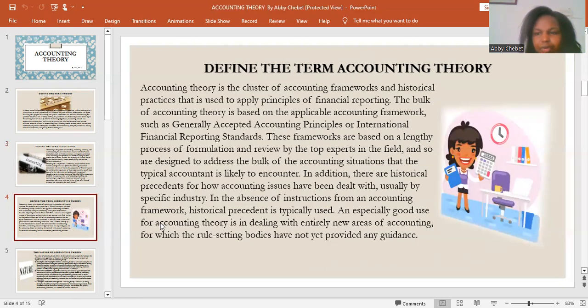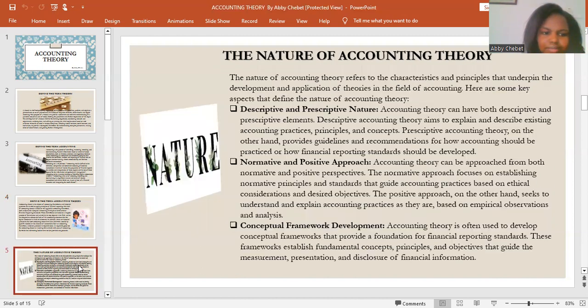While we're defining the terms, we also need to understand the term accounting theory. This is a cluster of accounting frameworks and historical practices that are based on the applicable accounting frameworks, such as generally accepted accounting principles or international financial reporting standards. And these frameworks are based on a lengthy process of formulation and review by the top experts in the field, and so are designed to address the bulk of the accounting situations that the typical accountant is likely to encounter, okay? So historical precedent is also typically used, and is especially useful for accounting theory in dealing with entirely new areas of accounting, which require new rules.